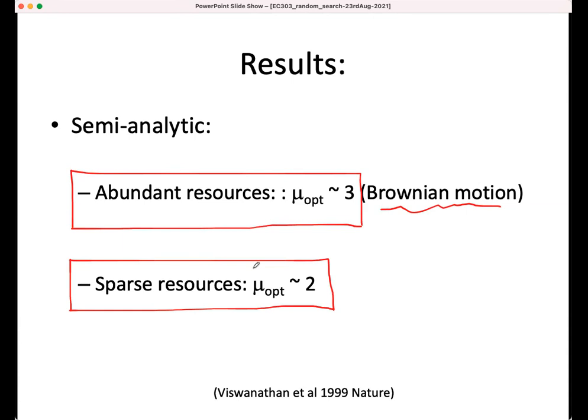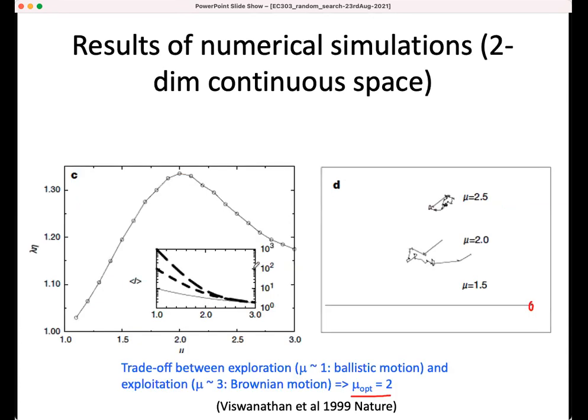Okay. Subdiffusive motion, you have to change the model a bit. Power law jump lengths won't give you that, I think. Okay, so this is what they found. This is the result of numerical simulations in 2D continuous space.